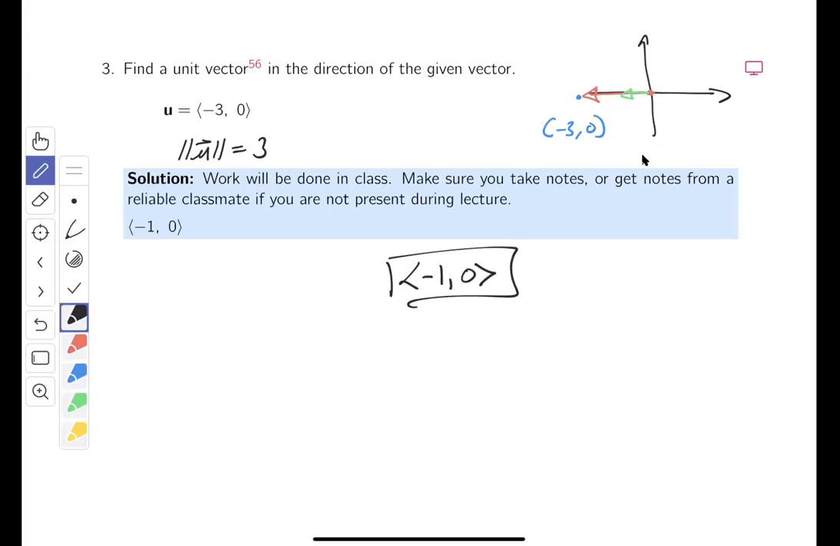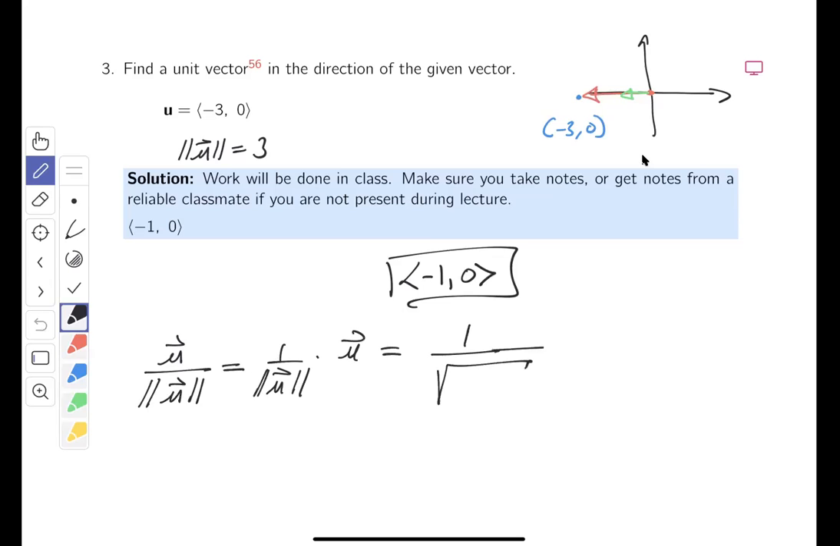All right, let's talk about the formula for this, though. The formula for this is going to be very simple. It's going to be the vector U divided by its length, or magnitude. Let's write that down. That's 1 over length of U. This is the scalar, times U. All right, let's go through this. The length of U is going to be the root of 9 plus 0, and the vector U is going to be minus 3, 0.